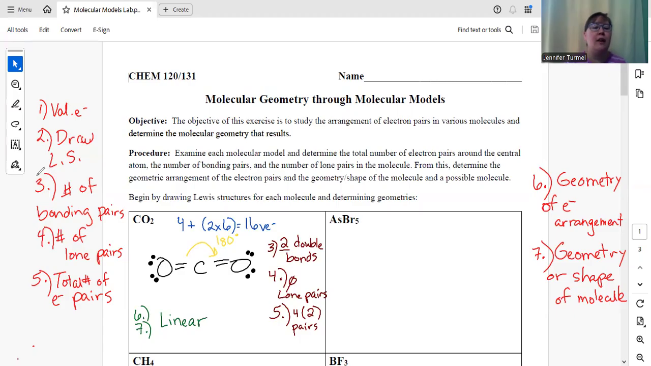All right, great. So now let's go ahead and look at our arsenic pentabromide. Arsenic has 5 valence electrons, and we've got 5 bromines at 7 valence electrons each, which gives us 40 valence electrons. Okay. And so let's go ahead and build this. This means that we have 5 bromines on our arsenic. So I'm just going to go ahead and start like so.